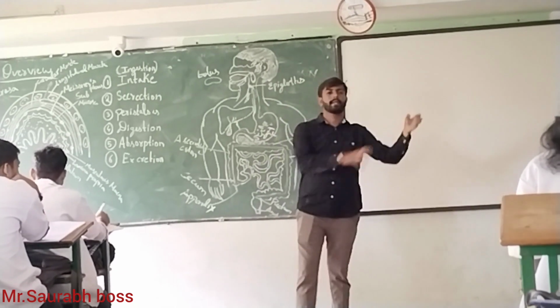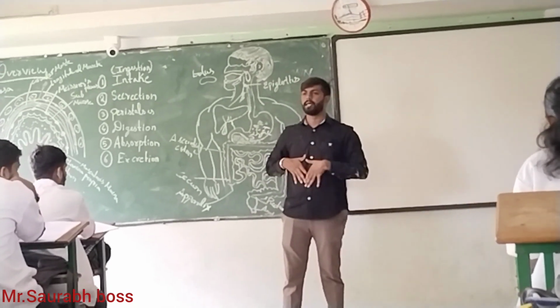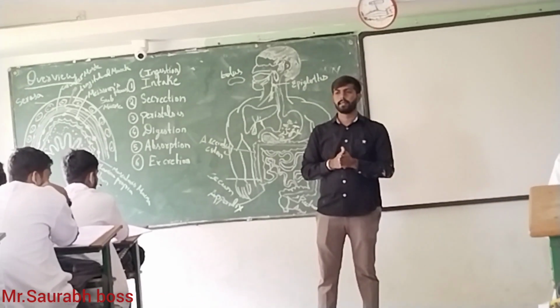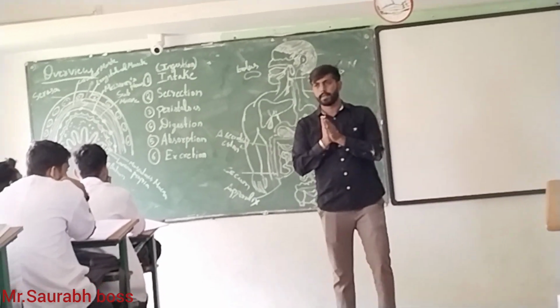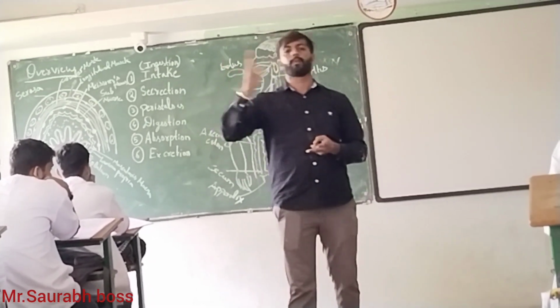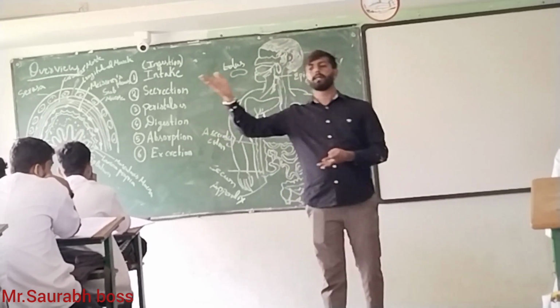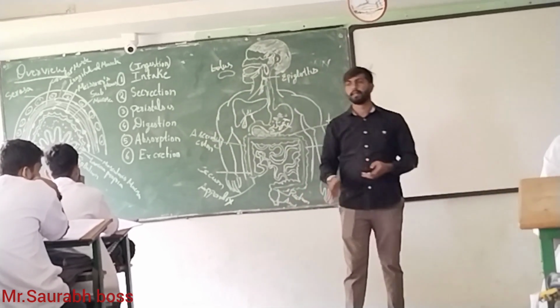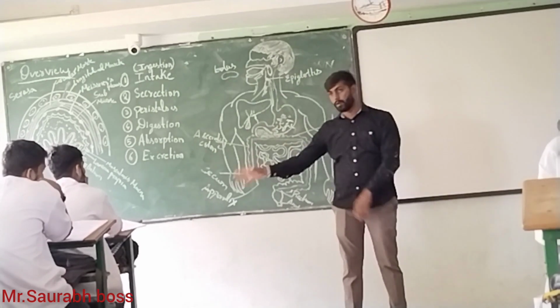Your body cannot take carbohydrates directly into the blood vessel, correct? Your blood vessel is tiny, so it should be broken down. The carbohydrates should be broken down, the protein should be broken down, the lipid should be broken down, correct? The carbohydrates should be broken down into glucose.